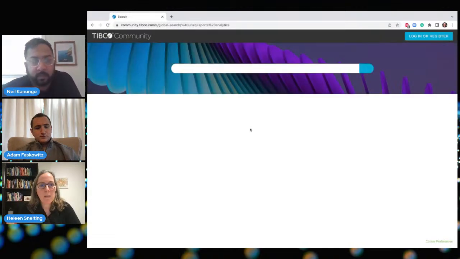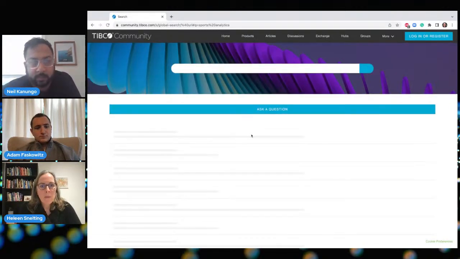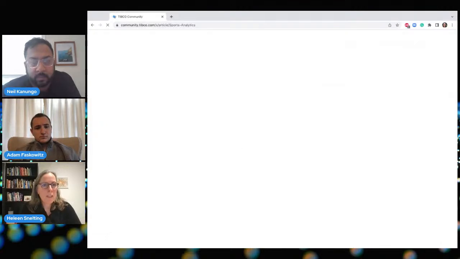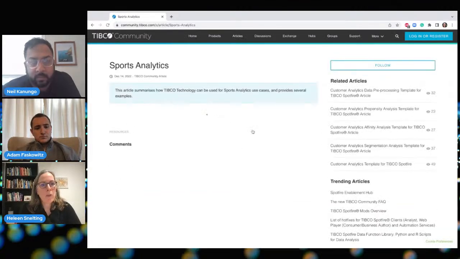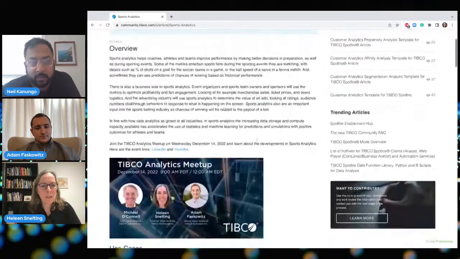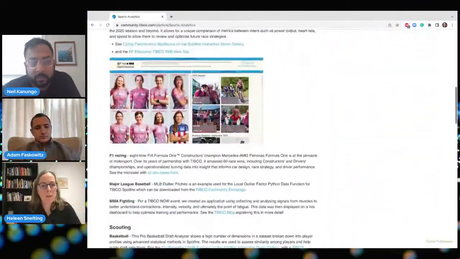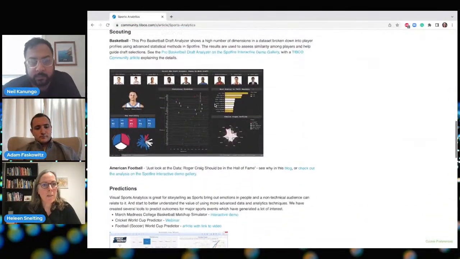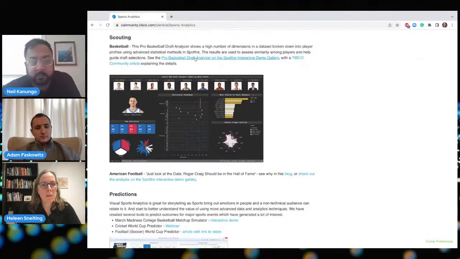It's just opening up now. We put all the different use cases there, with links to the demos that you can go and play around with, but also to the data functions and the mods that Adam and Neil just talked about. So here's the cycling dashboard. Here's the basketball dashboard. If you click on this link, which I'll do in a second, you go straight to the demo gallery. But there's also a community article that will help explain the details.